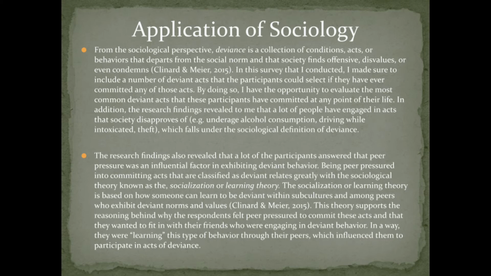The socialization or learning theory is based on how someone can learn to be deviant within subcultures and among peers who exhibit deviant norms and values. This theory supports the reasoning behind why the respondents felt peer pressured to commit these acts and that they wanted to fit in with their friends who are engaging in deviant behavior. In a way, they were learning this type of behavior through their peers, which influenced them to participate in acts of deviance.